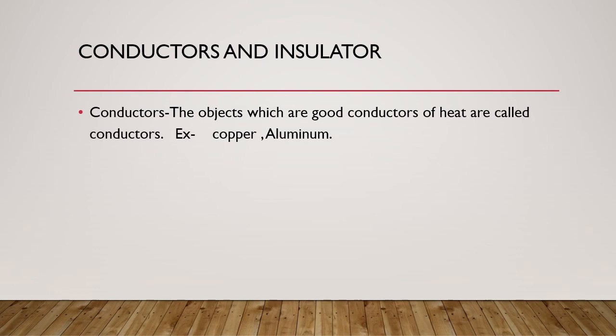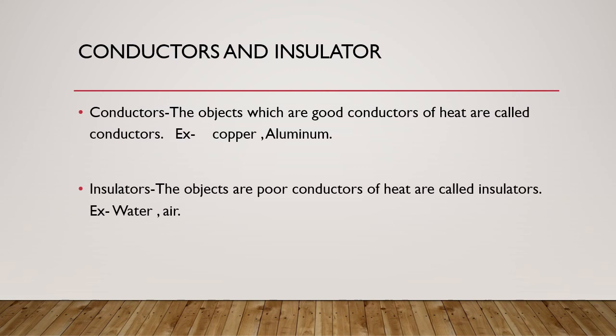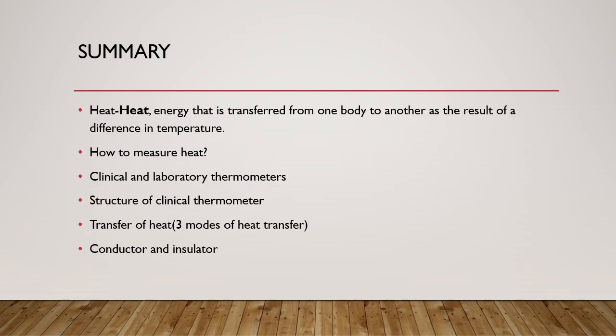And the next one is insulators. The objects which are poor conductors of heat are called insulators. These kinds of objects do not allow heat to pass through them, and examples are water and air.